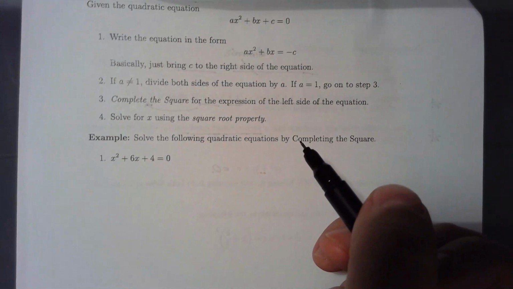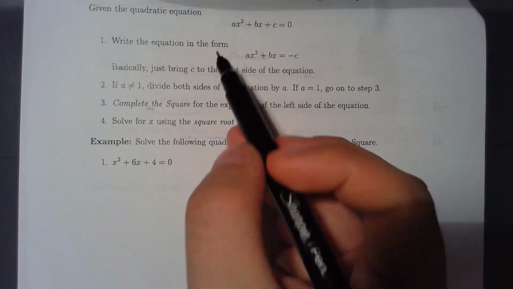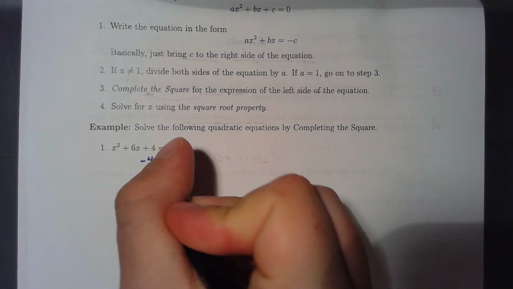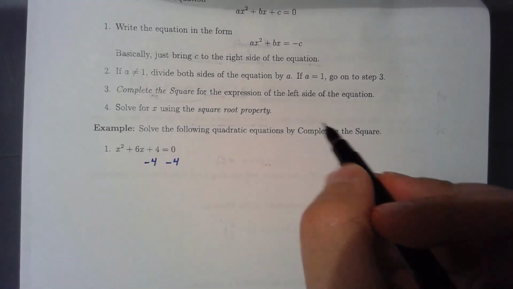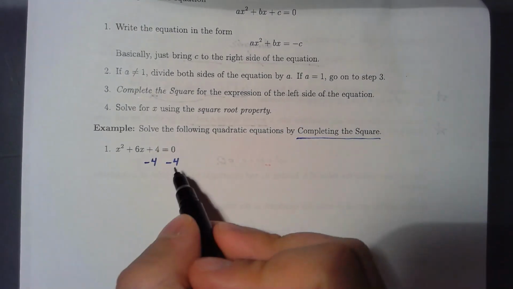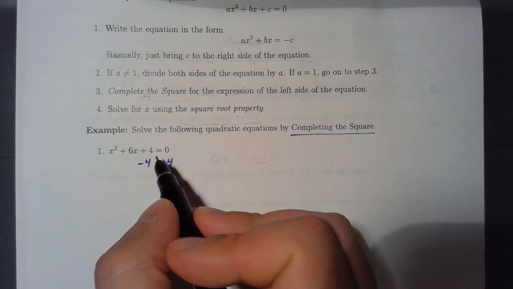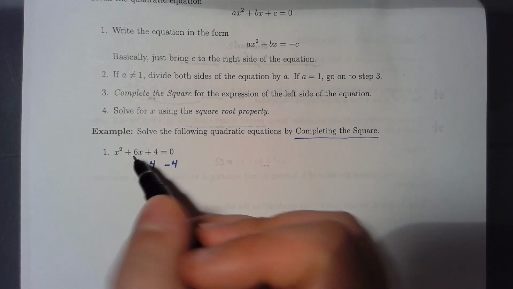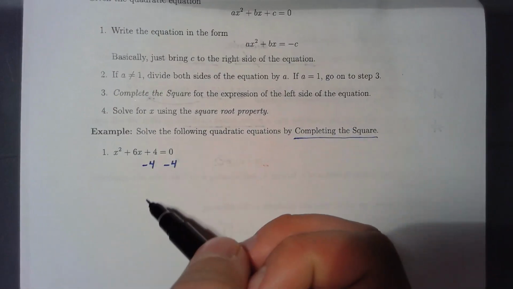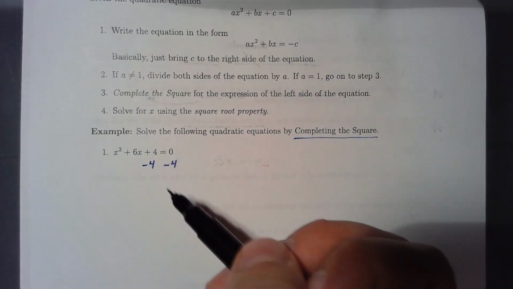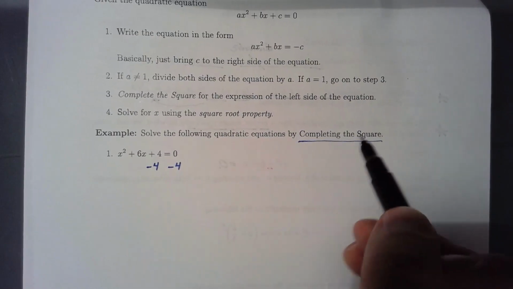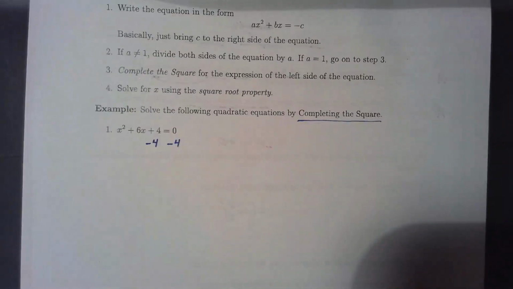If I look at the first one, the first thing I want to do is bring the c term over. So subtract 4. Now I'm doing completing the square, because if you try to factor this, guess what? It's not going to work. What are the factors of 4 that give me 6? There aren't any. 1 times 4 doesn't give me 6, and 2 times 2 doesn't give me 6. So I can't factor this, but I'm going to use completing the square, which always works.